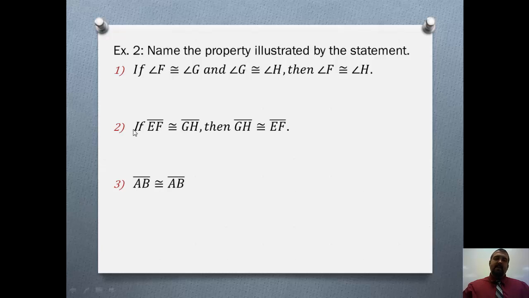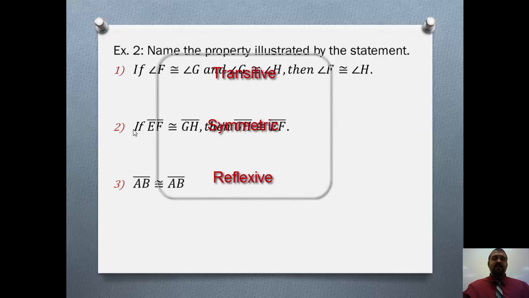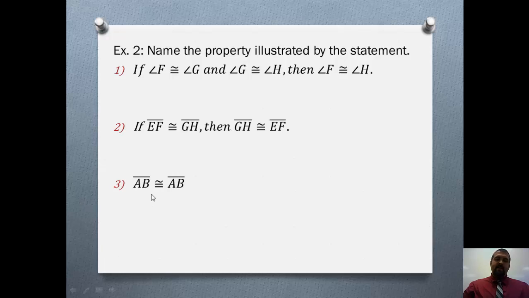Part 2. If segment EF is congruent to segment GH, then segment GH is congruent to segment EF. Symmetric. And then the last one, if I have it congruent to itself, it's always reflexive.